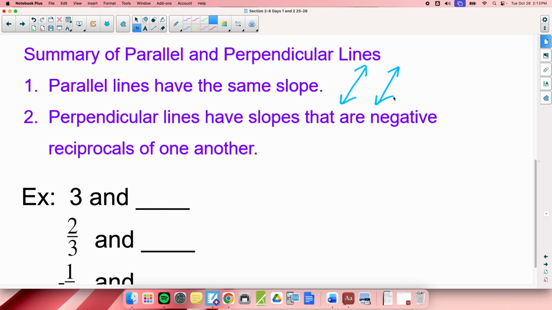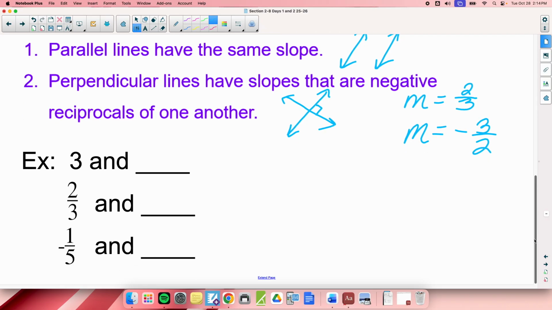Perpendicular lines have negative reciprocals or opposite reciprocals, and perpendicular lines are gonna look like this so that they form like a right angle. What those look like is if one is positive, the other one is negative, and then you flip the fraction. So if it's 2 over 3, this is -3 over 2. So what would the negative reciprocal of a positive 3 be?